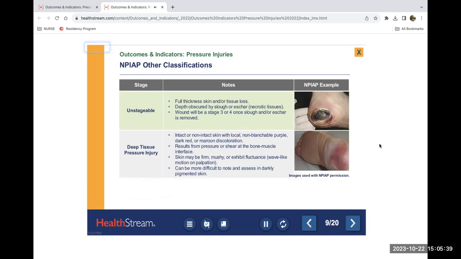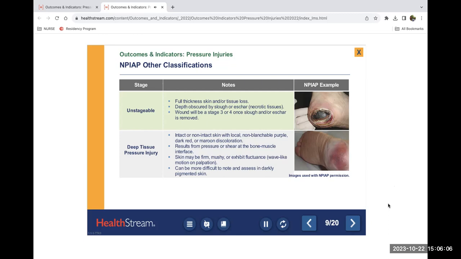Two categories of pressure injuries are not assigned to a specific stage. Unstageable pressure injuries are full-thickness wounds with tissue loss. Sloughing and eschar make it difficult to determine the true depth of the wound. The slough and eschar must be removed before a stage can be determined. These pressure injuries will fall into stage 3 or 4 after removal of the dead tissues.